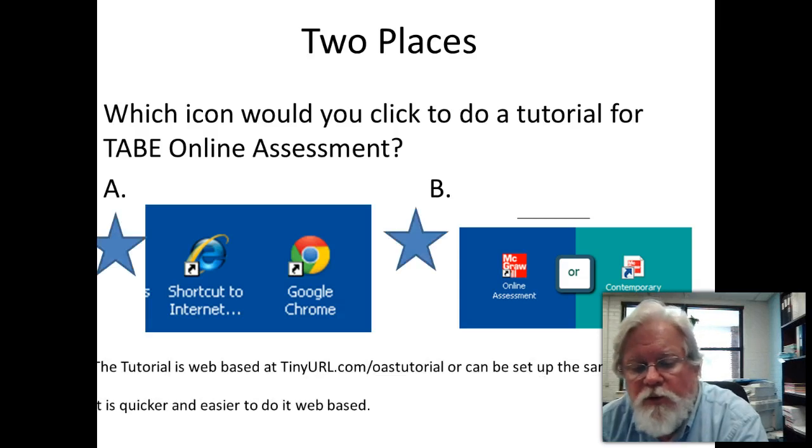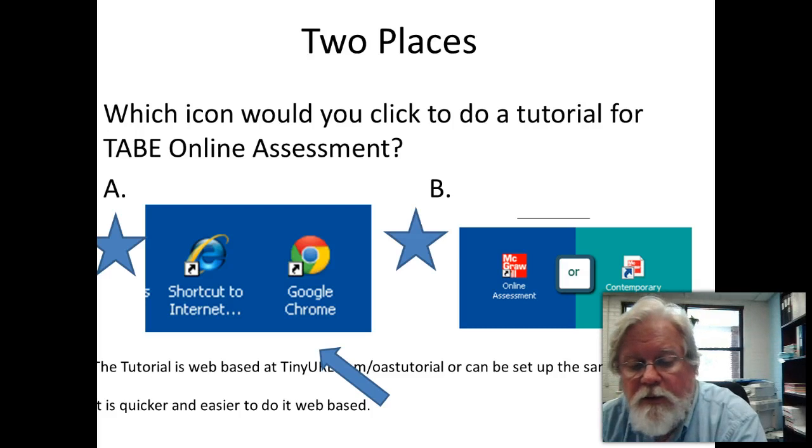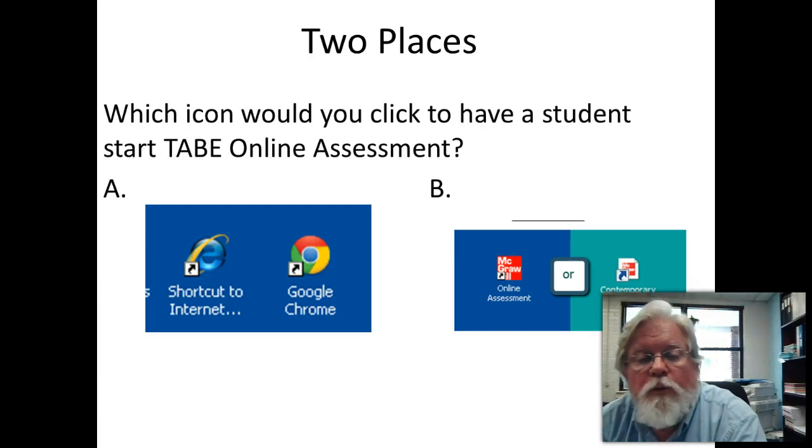There is a web-based tutorial at tinyurl.com/OAS tutorial, and it's set up the same as a test so they can practice there. It's quicker and easier to do it on the web-based version, but it is available as something that you can set up as an administrator for students to do, but I would recommend going to the website. Which icon would you click to have a student start their TABE online assessment?